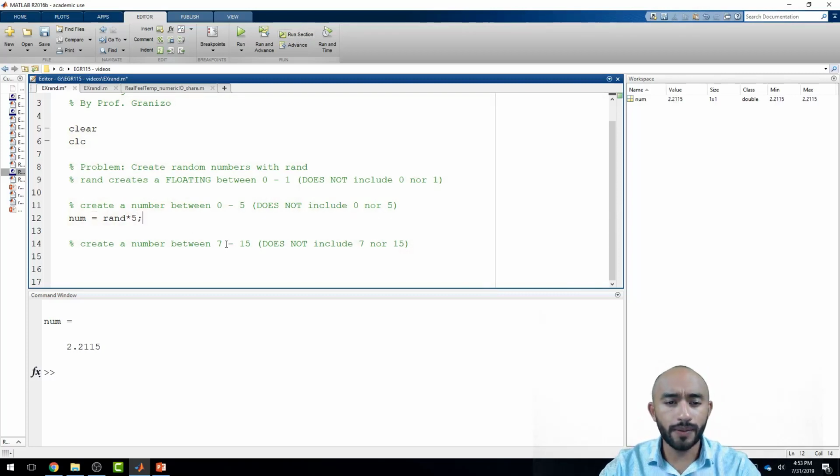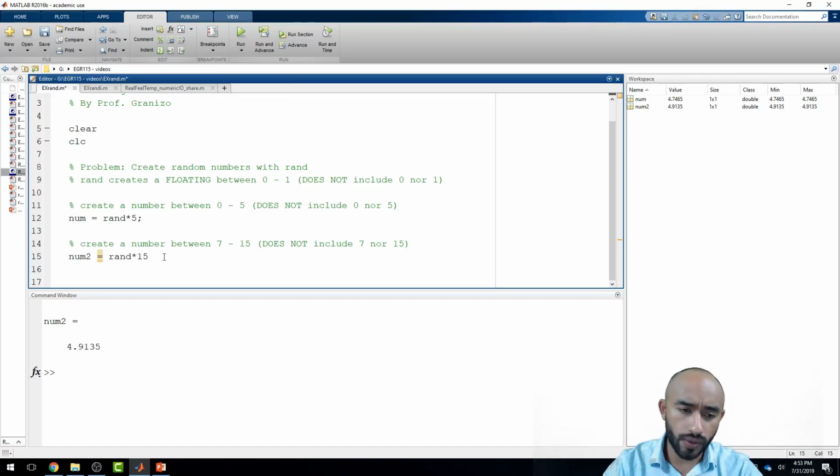Now, what happens if the bottom of my range is not 0? In this case, I'm trying to generate a random number between 7 and 15. How does it work? If we try to follow the exact same example as before, rand times 15, the randomly generated value is going to be between 0 and 15. So it seems that just like this, it is not going to work.